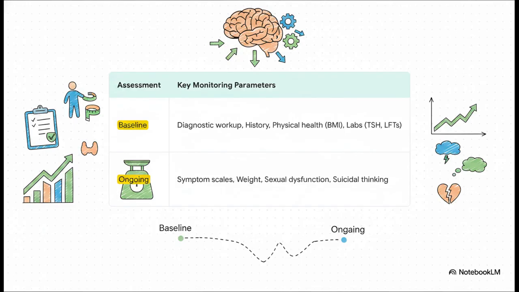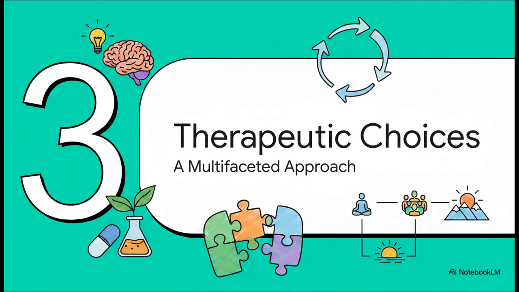Look, the diagnosis isn't the finish line. It's the starting block. To really manage depression well, we have to use what's called measurement-based care. So at the very beginning, that means a full workup: history, physical stats, and some key labs, like checking thyroid function, since a thyroid issue can sometimes look a lot like depression. After that, it's an ongoing process. We constantly track symptoms, side effects, weight, and suicidal thoughts. It's dynamic.